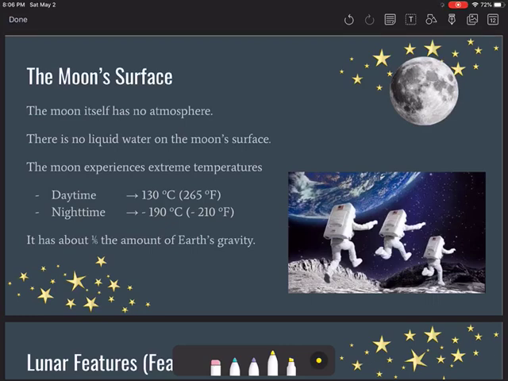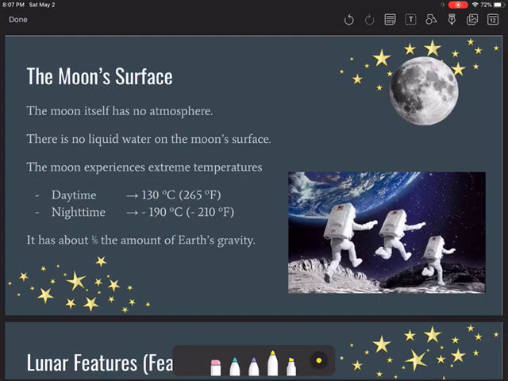So if you think about it, because it has no atmosphere, it can't keep those temperatures regulated like we can on Earth. Because we have an atmosphere, we trap in some of that heat from the sun, which is why we have livable temperatures on Earth. The moon doesn't have an atmosphere, that's why we get some wild temperatures. Another thing about the moon is it has about 1/6 the amount of gravity as Earth does. That's why when you're on the moon, and you could see those astronauts jumping from place to place, it kind of looks like they're jumping in slow-mo.